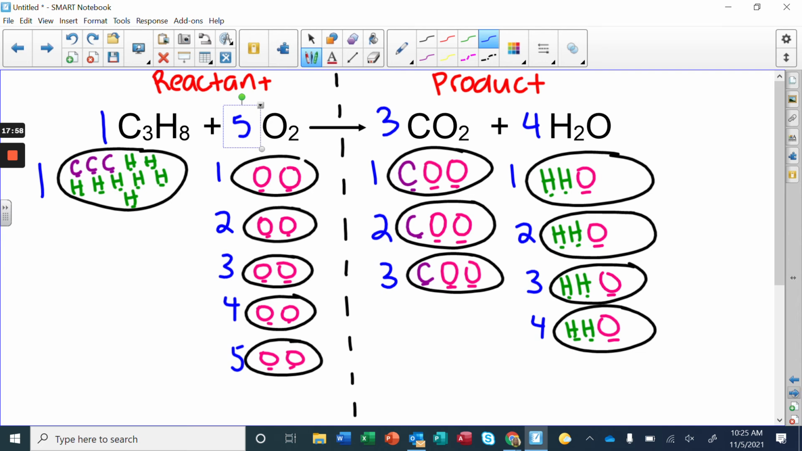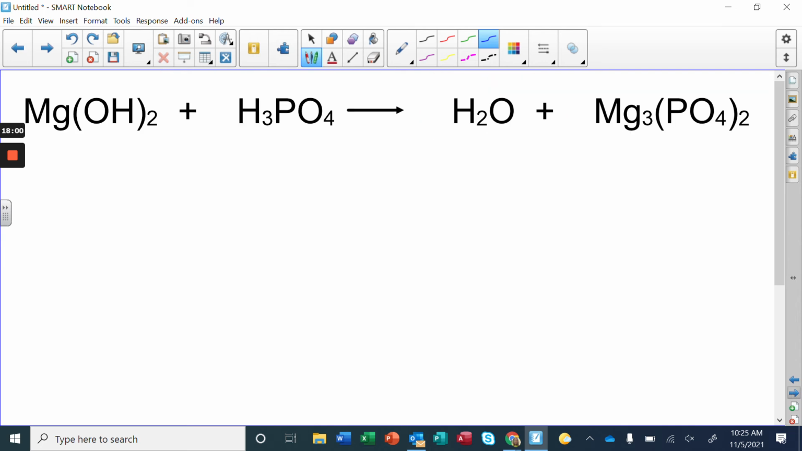We have one last problem. It's a little bit more challenging. But we're going to follow the exact same steps. Okay? Separate the reactants and the products. Label them. This side is your products.